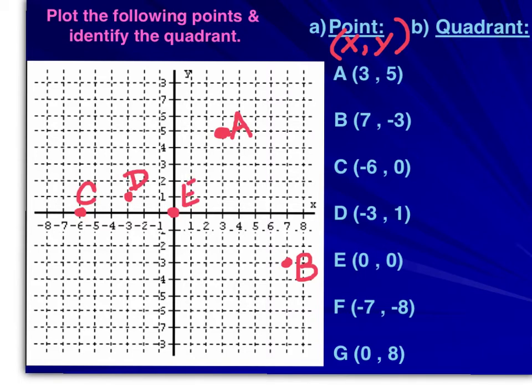Point F is negative 7, negative 8. So the negative 7 tells me I go 7 to the left. Negative 8 tells me I go down 8. So point F will be located here.